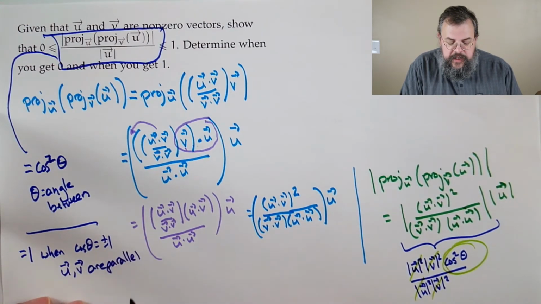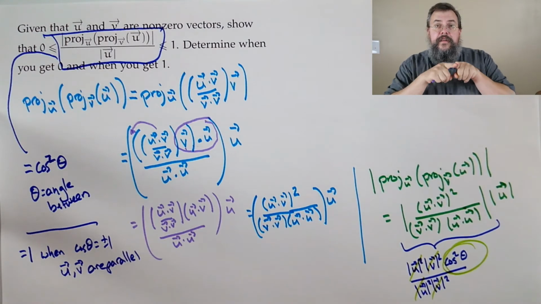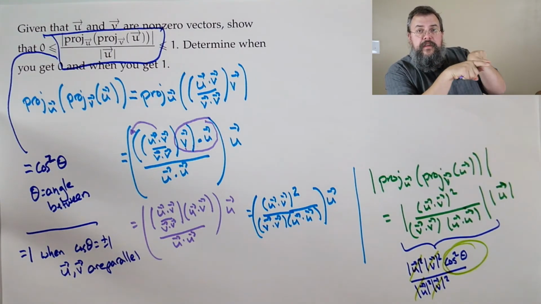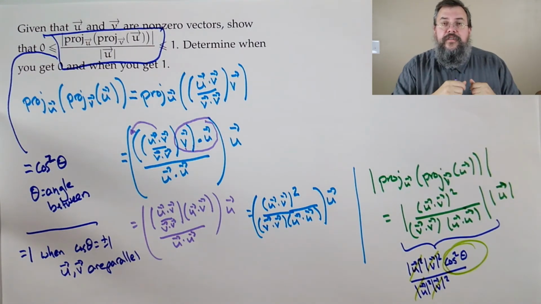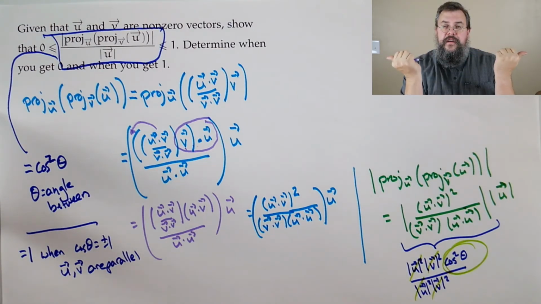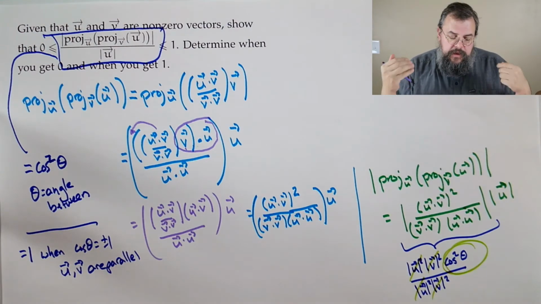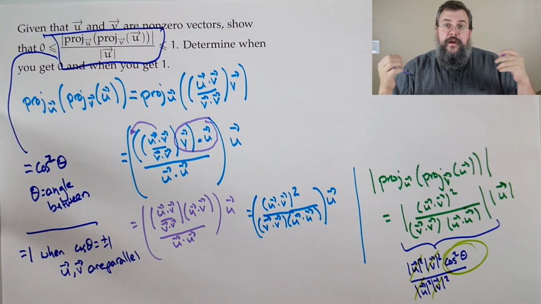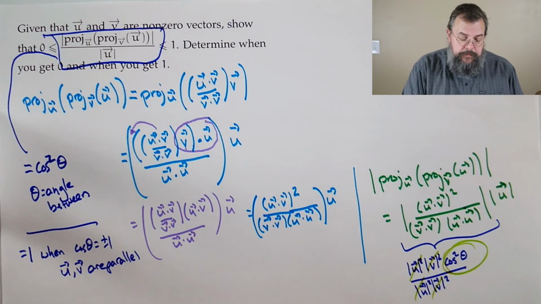Because if cosine theta is equal to 1, that says that the angle theta is equal to 0, so they're pointing in the exact same direction. If cosine theta equals minus 1, the angle is pi, they're pointing in exactly opposite directions, and therefore, if I say the value has to be plus or minus 1, that says the two original vectors have to be parallel.